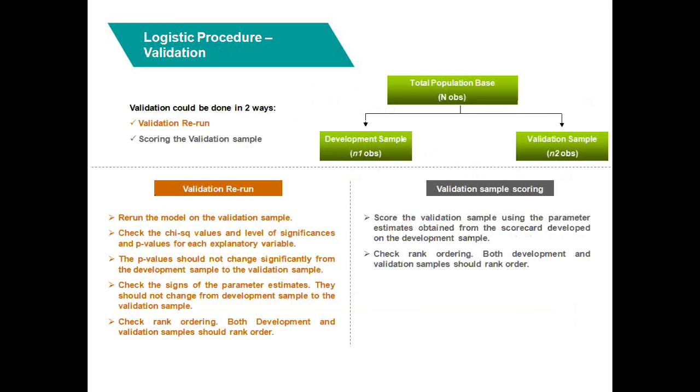Then, after fitting the model, we go for the validation. There are two kinds of validation. Validation regression is scoring the validation sample. In validation regression, run the model on the validation sample, check the chi-square values and the level of significance, and the p-values for each explanatory variable. The p-values shouldn't change significantly from the development sample to the validation sample.